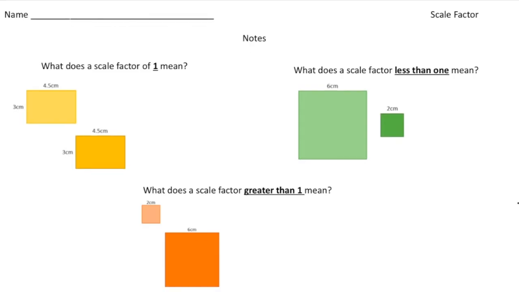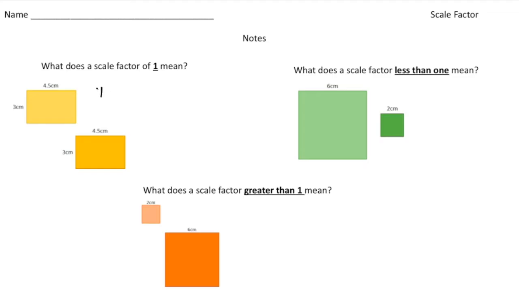Now if you turn the page, let's take a look at these three sets of similar figures. What does it mean when the scale factor is a 1? When there's a scale factor of 1, it means that the shapes are exactly the same, or congruent. Here's a nice example: a rectangle that's 3 centimeters by 4.5 centimeters, and over here is the exact same one, just a different color. So when there's a scale factor of 1, we know the images are congruent.